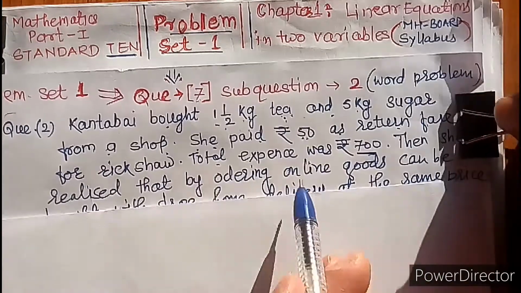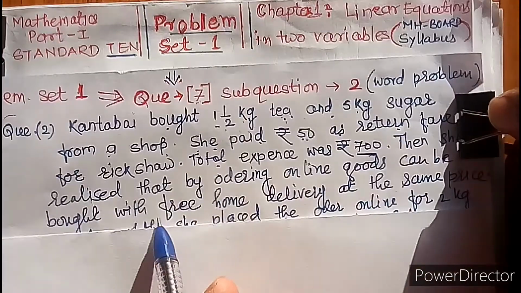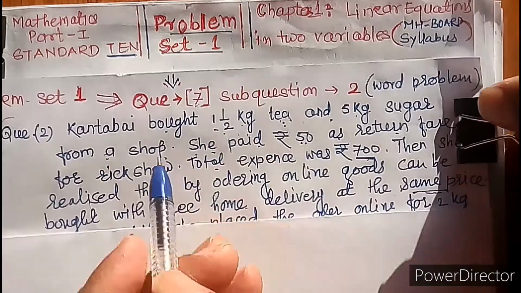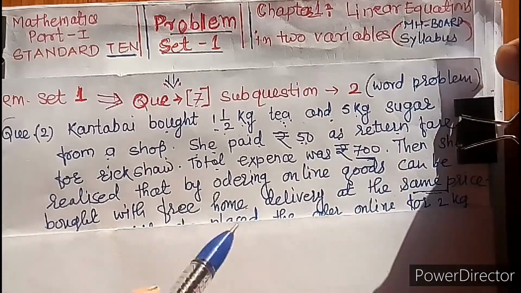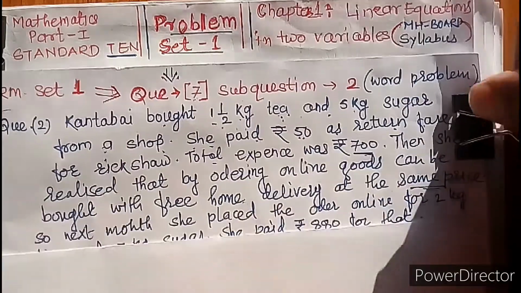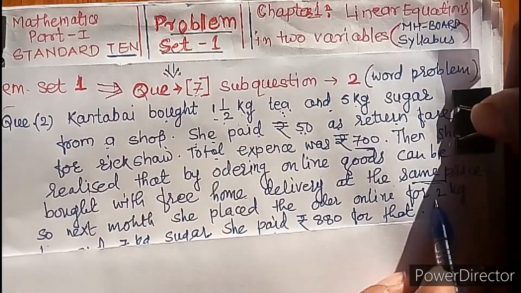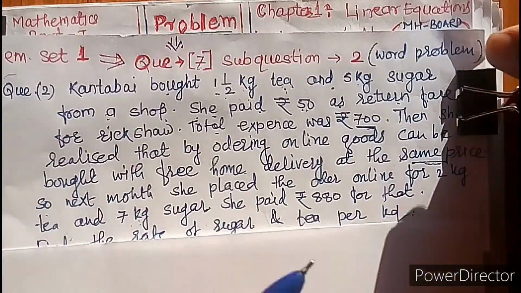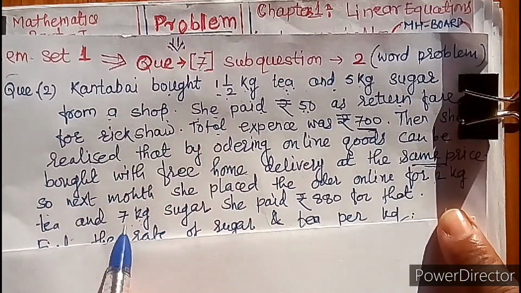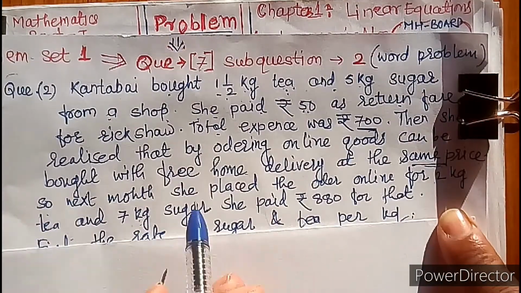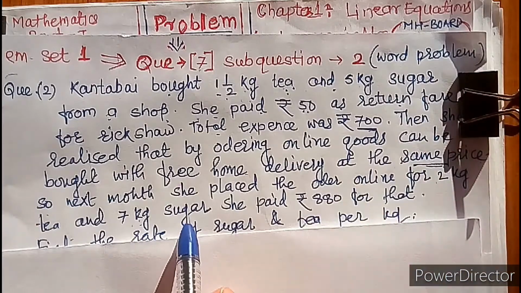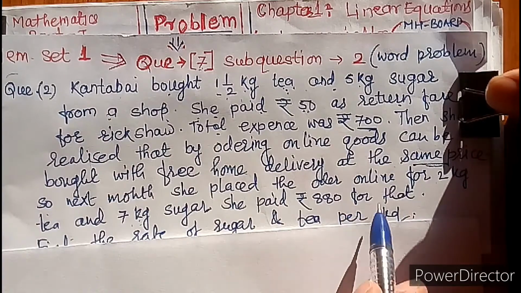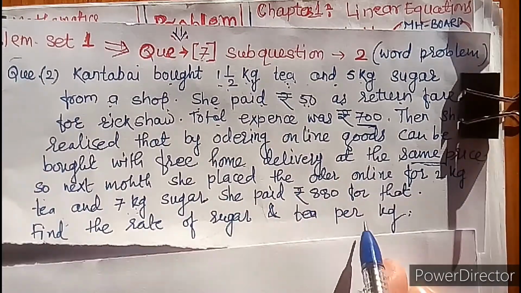Then she realized that by ordering online, goods can be bought with free home delivery at the same price. Here the same price is very important. The rate of online delivery and by going to the shop is the same. So next month she placed the order online for 2 kg tea and 7 kg of sugar. Here the order is online but the rate is the same. She paid 880 for that. Find the rate of sugar and tea per kg.